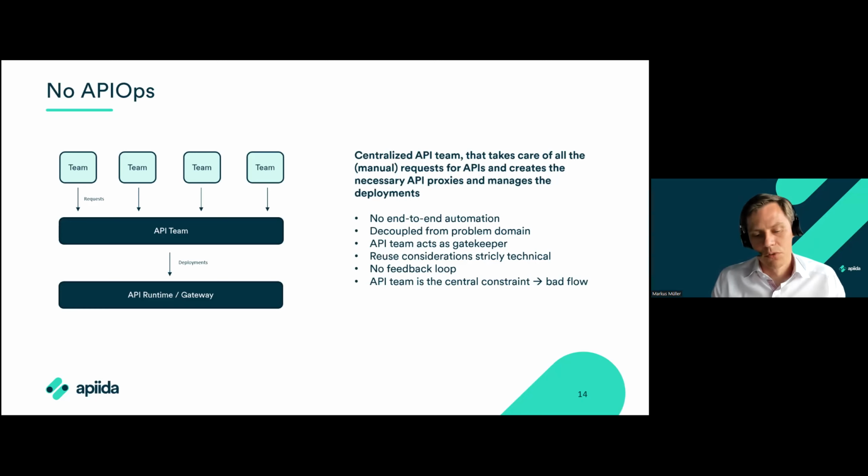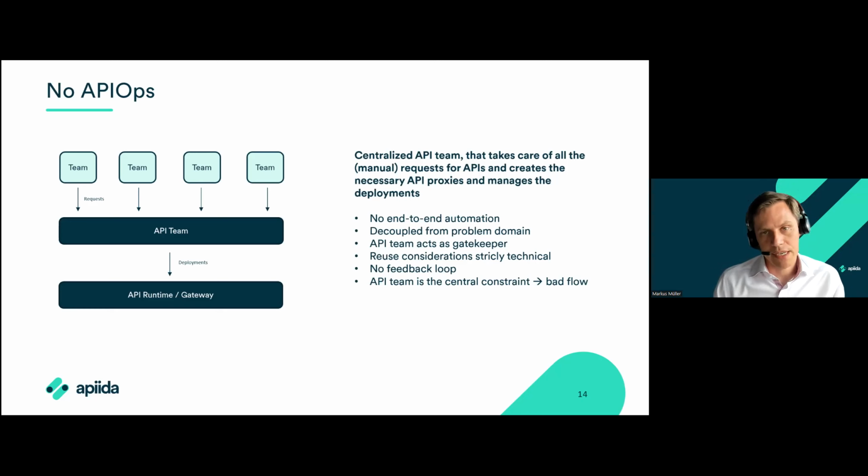When it comes to reuse, reuse in this scenario is often only a technical consideration, right? So the API team says, okay, didn't we have a service that looked similar, that had almost the same requirements? So maybe we can reuse some of the stuff we did there. But that is just on the API proxy level, right? So there's no collaboration with the upstream teams.